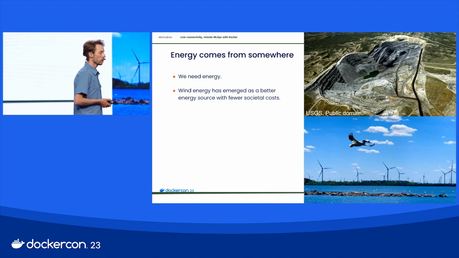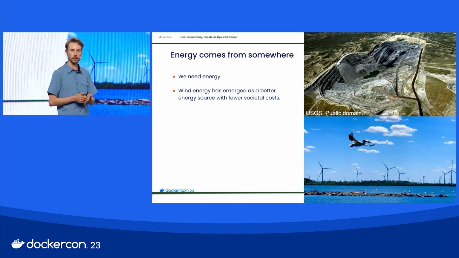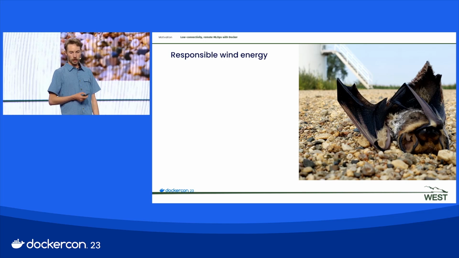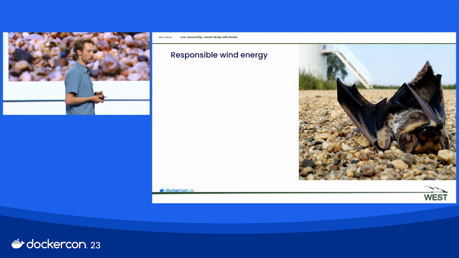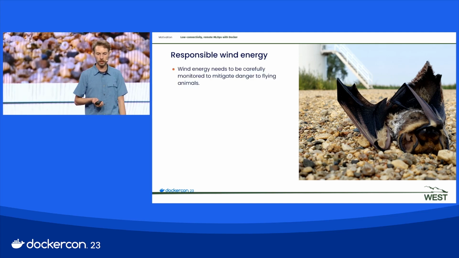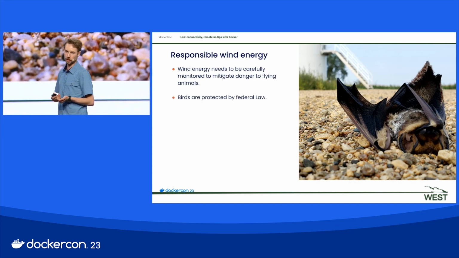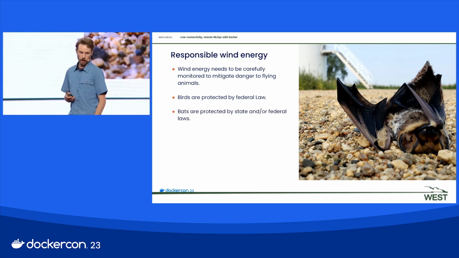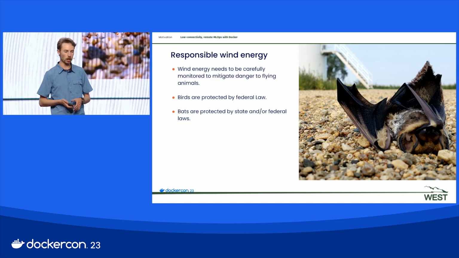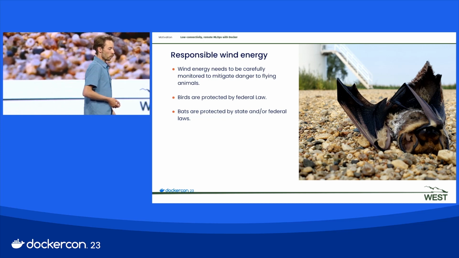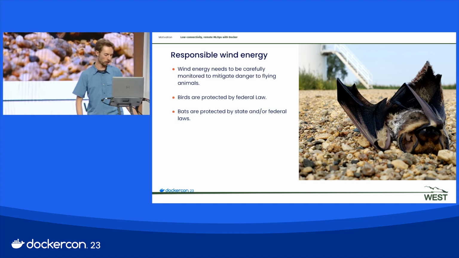And in general, wind energy has emerged as an energy source with more upsides and fewer downsides than many of our other energy sources. That said, wind energy is not perfect, and we need ways to manage these imperfections. So it needs to be carefully monitored to mitigate danger to flying animals, especially because birds are protected by federal law under the Endangered Species Act. And bats are protected under the same Endangered Species Act, at least some species of bats, and also by some state laws. So we have a pretty standardized protocol for doing this monitoring on land-based wind farms.